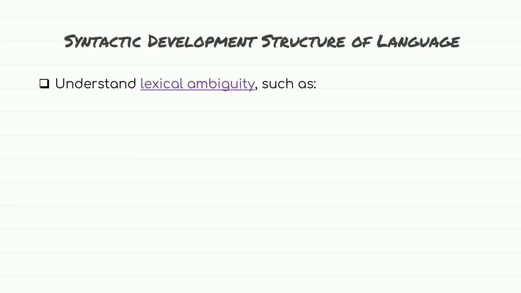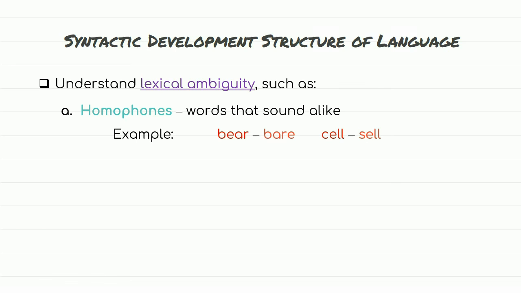Next, the child understands lexical ambiguity. There are 3 different kinds of lexical ambiguity. First is homophones. Homophones are words that sound alike. They can have the same spelling or different spelling. The first is bear and bare, cell and sell, sea and see, I and eye. The child learns that these words, however they sound alike, have different meanings.